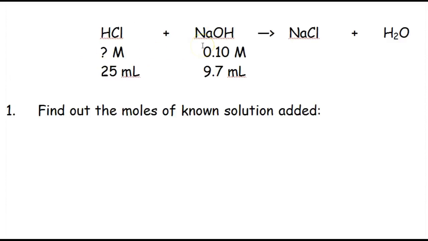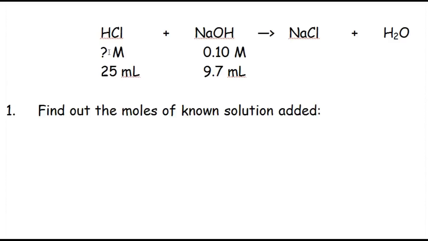So I've written out what I know here just to keep it in mind. I know that my base has a concentration of 0.10 moles per liter, and I know that I had to add 9.7 milliliters of my base in order to neutralize the solution and reach my endpoint. So 25 milliliters of my acid are what I started with, and the whole point of this titration is to figure out the concentration of my acid.